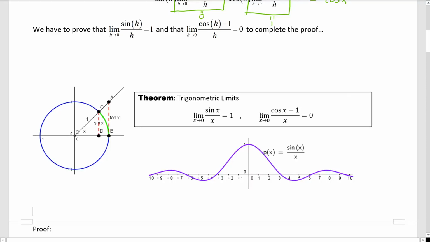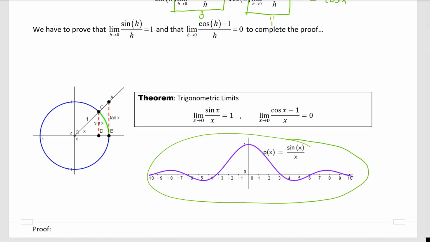So by the way, this is the graph of sine x over x. And you can see when x goes to 0, even though the function is not defined at 0 because the denominator cannot be 0, so you should have an open circle right there, the limit is approaching 1.